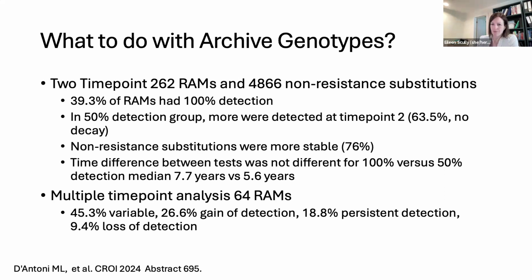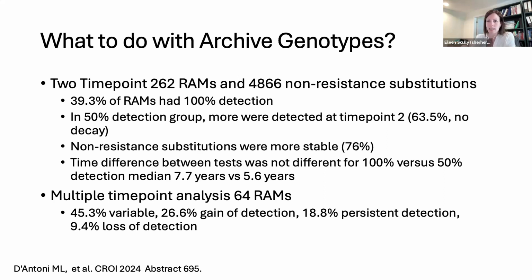The other piece of data about archived genotypes from CROI itself was the findings in the CARES study. So the CARES study, which we went over last time, was an application of cabotegravir and rilpivirine in sub-Saharan Africa, and it had overall good outcomes. And one of the surprising findings of the study was actually that there was a relatively high rate of rilpivirine resistance at baseline, despite overall good performance of the regimen. And so with that in mind, then the question is, what do we do with these things?